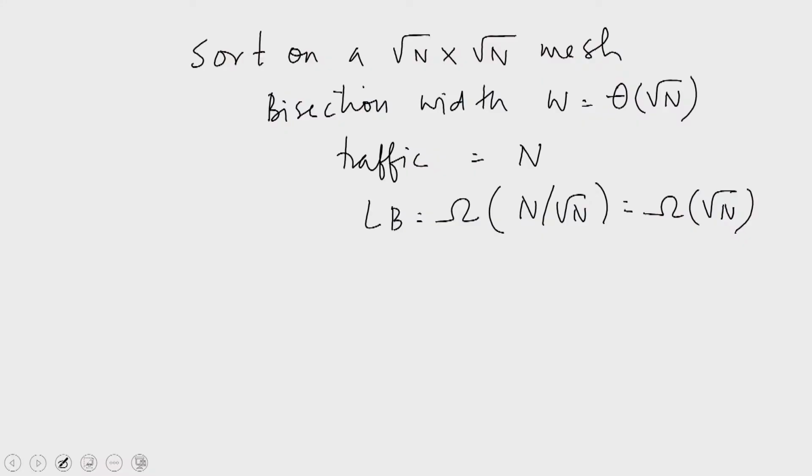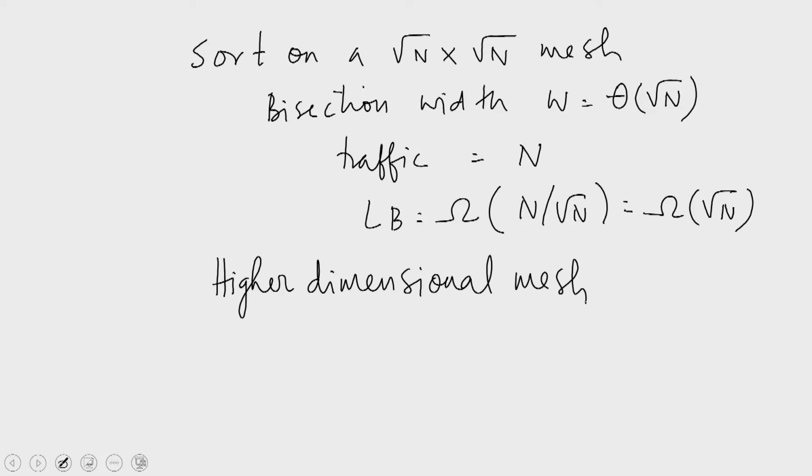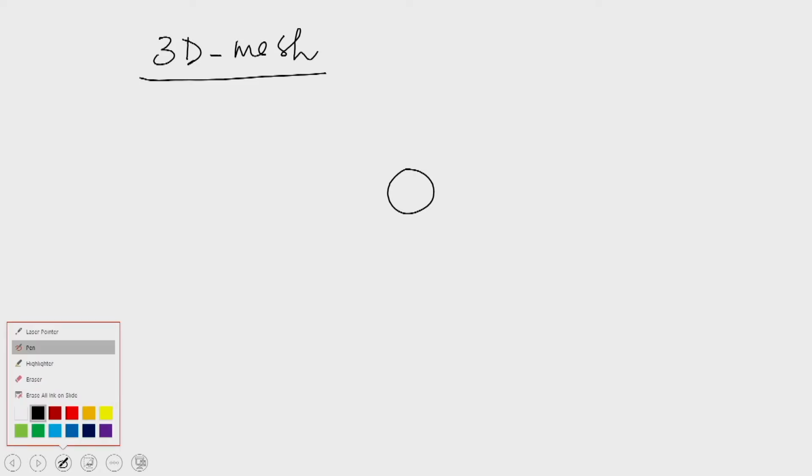But in particular, if we are looking at a higher dimensional mesh, we can use this method to evolve a lower bound. But what is a higher dimensional mesh? First, let us consider a three-dimensional mesh. A three-dimensional mesh is a straightforward generalization of a two-dimensional mesh. In a three-dimensional mesh, we have three dimensions.